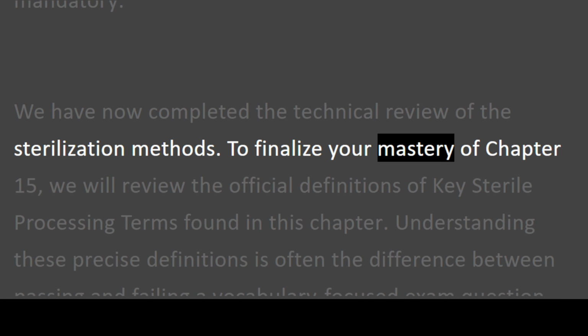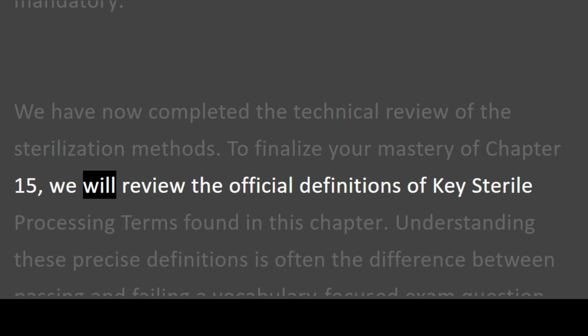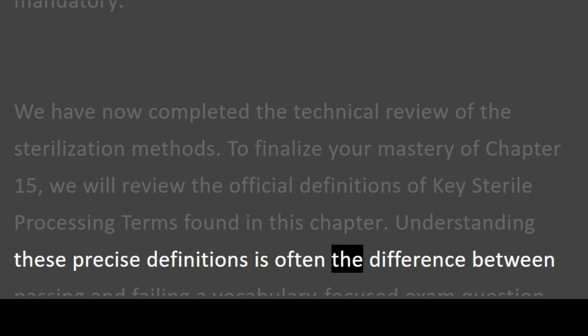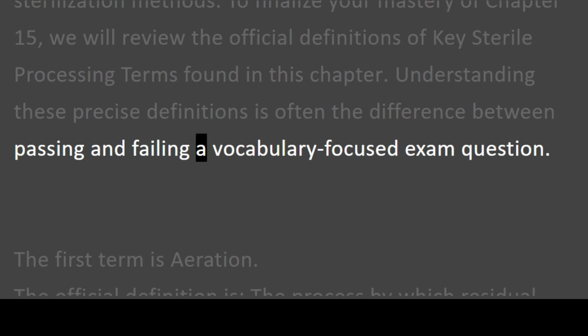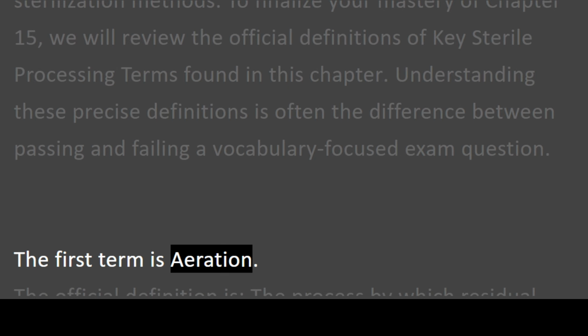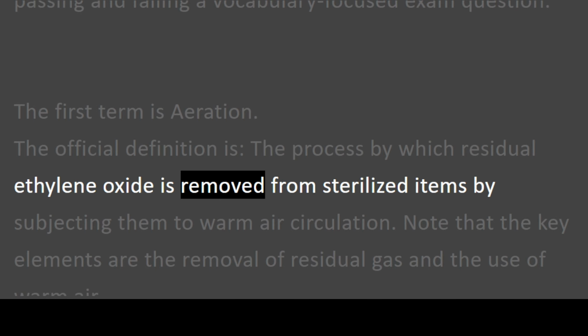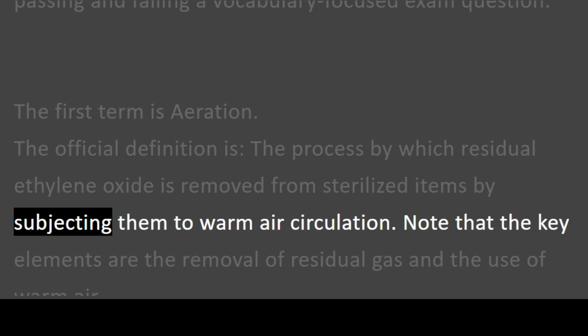To finalize your mastery of Chapter 15, we will review the official definitions of key sterile processing terms found in this chapter. Understanding these precise definitions is often the difference between passing and failing a vocabulary-focused exam question. The first term is aeration. The official definition is the process by which residual ethylene oxide is removed from sterilized items by subjecting them to warm air circulation.